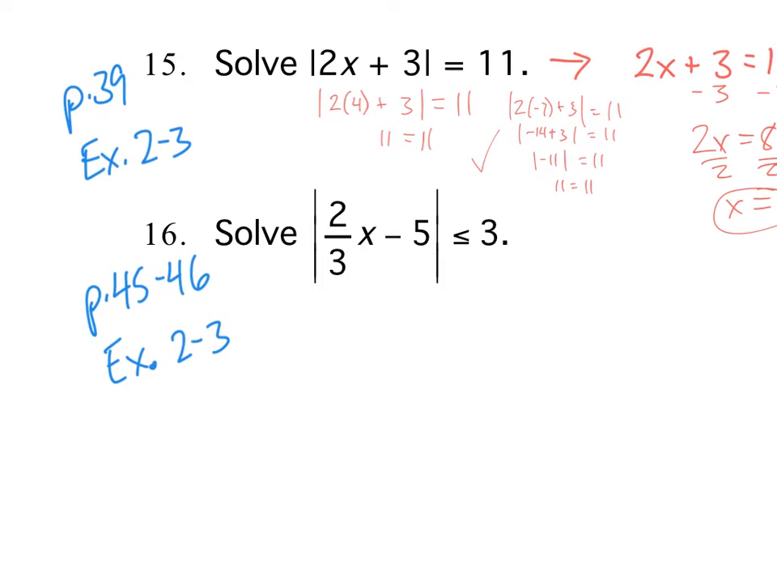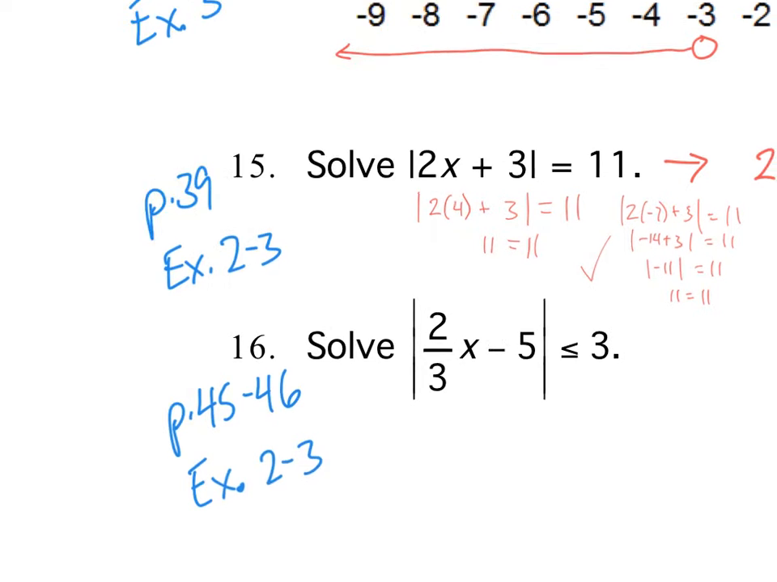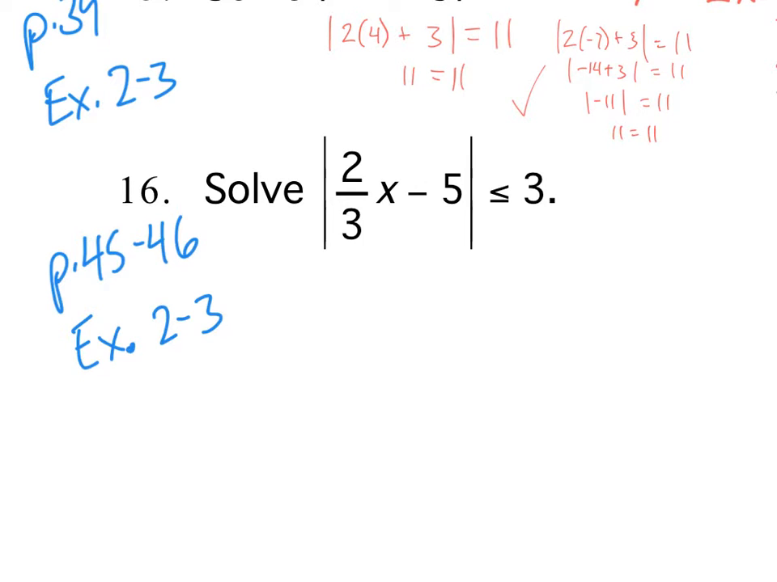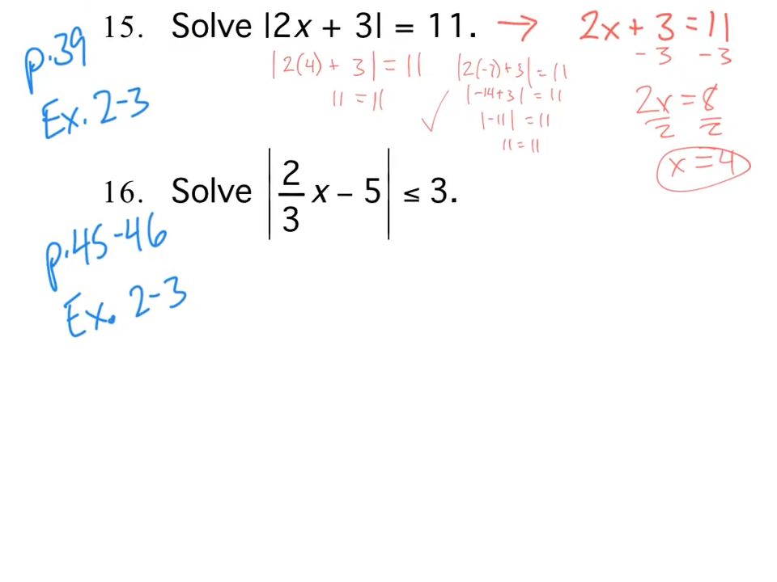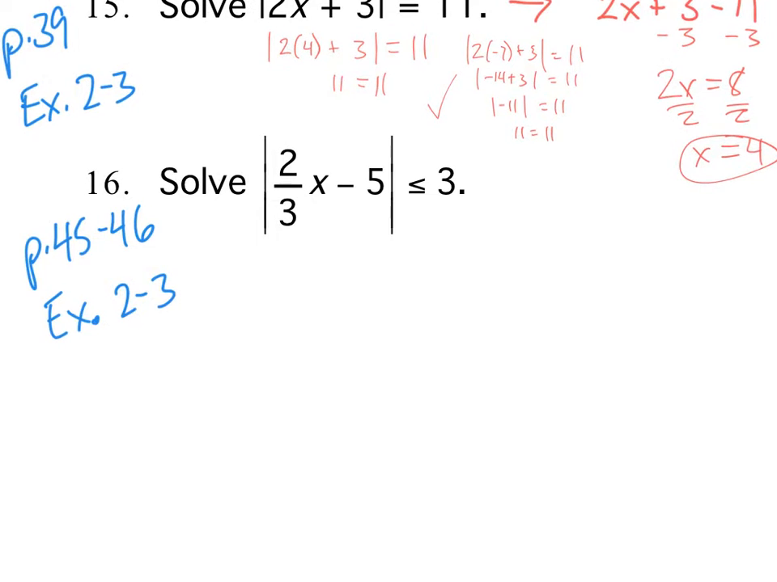There's more absolute value equation examples on page 39, examples 2 and 3. And then the very last section of chapter 1 was absolute value inequalities. For this one, you could do it one of two ways. This one's like example 2 on the bottom of page 45 and 46.